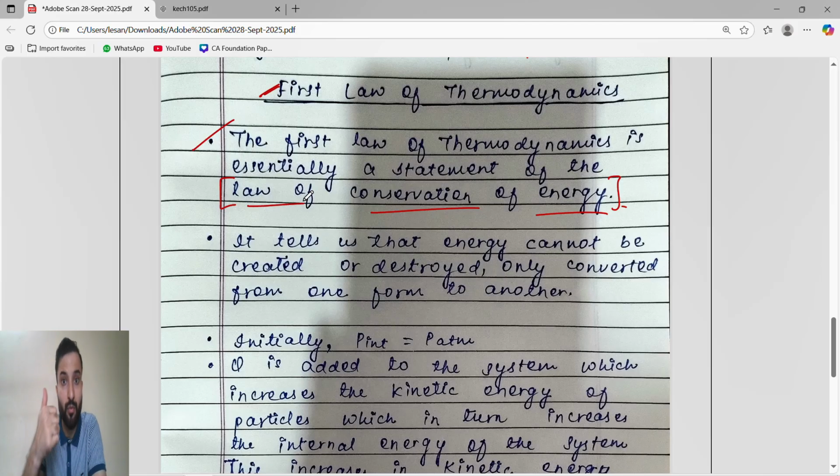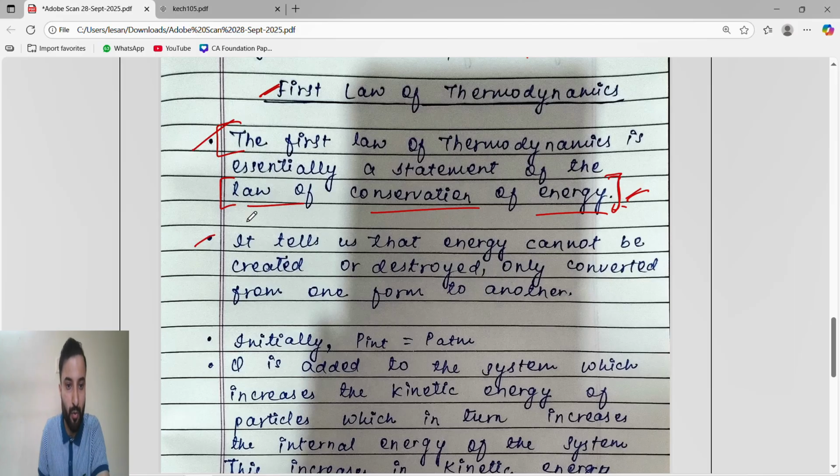Why? Because what is happening on the system? Heat or work. Heat and work both are energy. So the first law of thermodynamics is a law of conservation of energy. Okay, that is the reason. So write this first point from here to here.